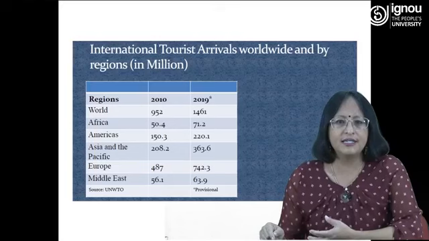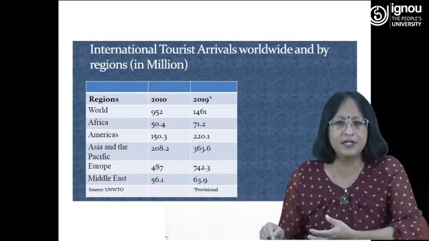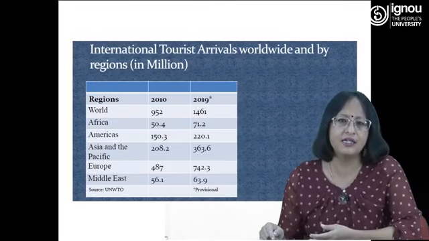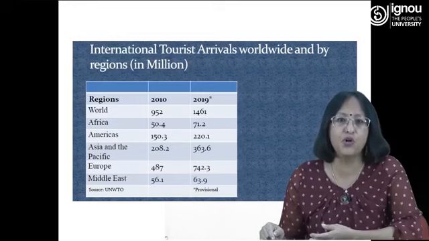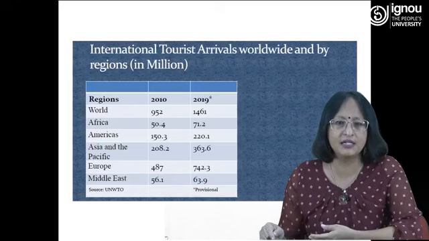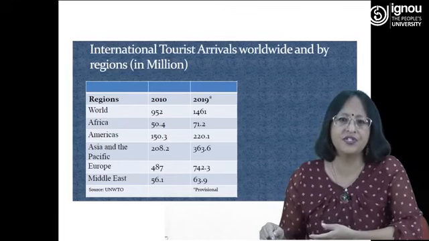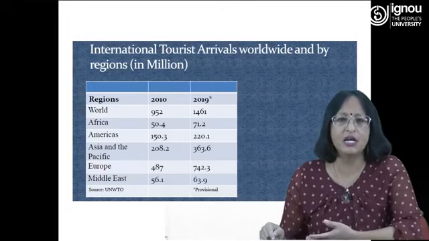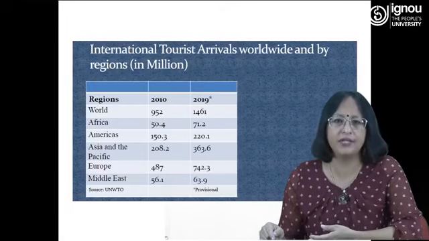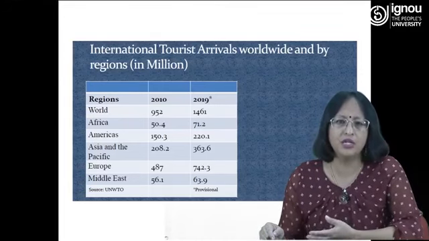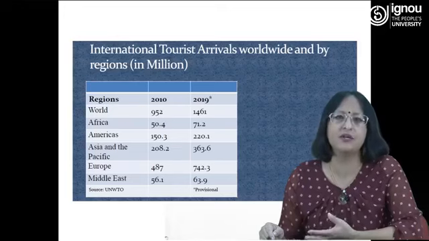Then Africa, in 2010 arrivals were 50.4 million, whereas in 2019 it jumped to 71.2 million. Well, Middle East, if you look at the figures in 2010, it has more tourist arrivals, 56.1, than Africa, but in 2019 Africa has taken a lead over it, because Middle East recorded only 63.9 million, whereas Africa has got 71.2 million. So this is how we deduce from the data which is accumulated.